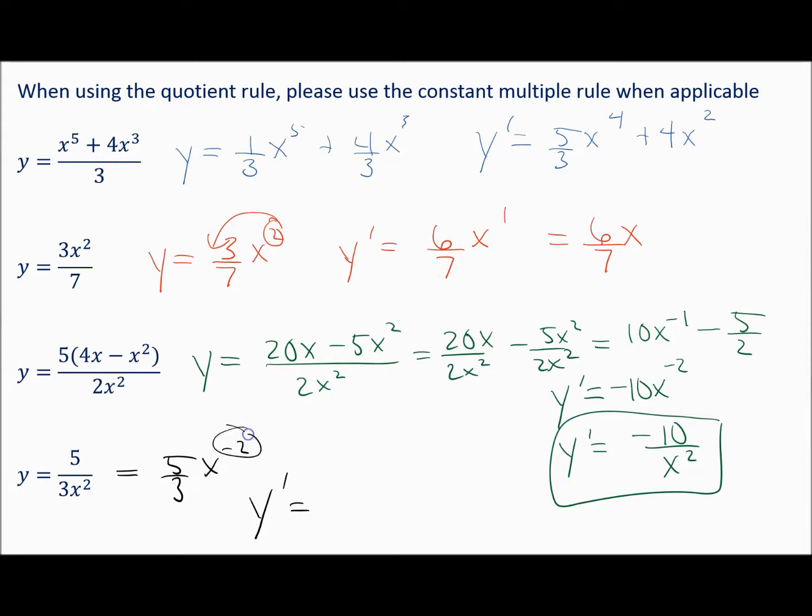I move, remember, multiply that in front. Now that's like multiplying by negative 2 over 1. So 5 times negative 2 is negative 10/3, and that's going to be x, and then reduce that by 1, it's going to be negative 3. Now, if I wanted to rewrite it, I could write that as negative 10 over, the 3 is still in the denominator, and this x to the negative 3 moves to the denominator, and there I am.